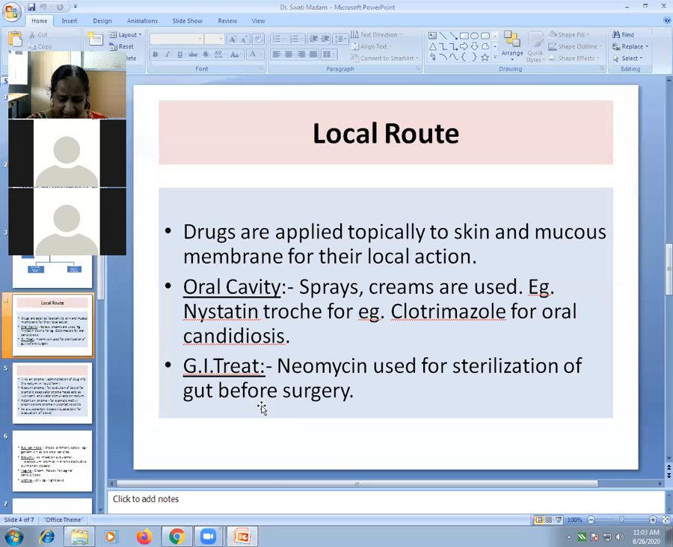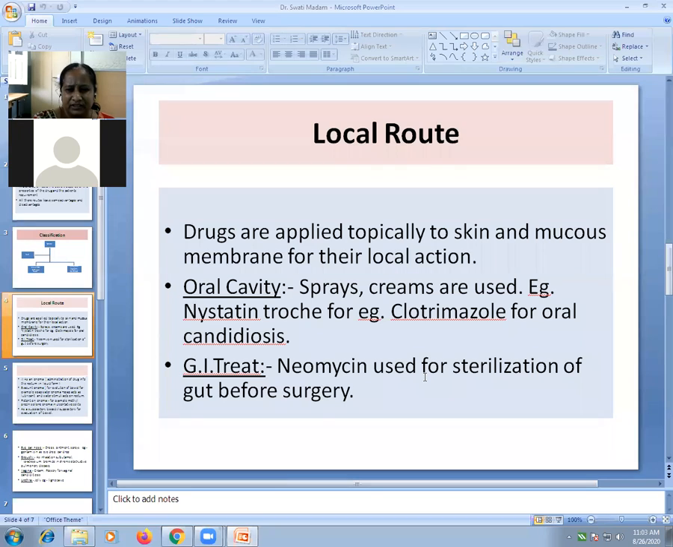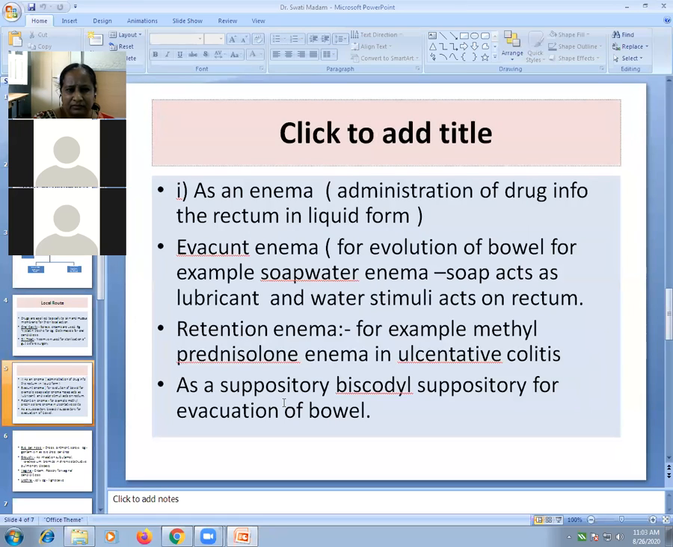For the GI tract, neomycin is used for sterilization of gut before surgery. While doing surgery, this neomycin is used for sterilization of gut before surgery. This is the local route.